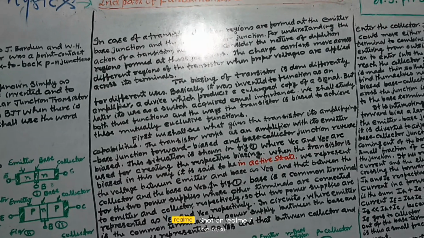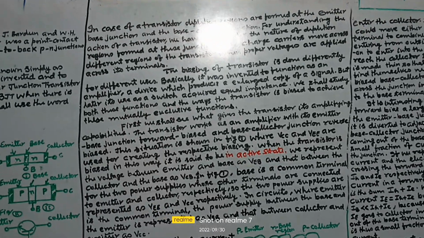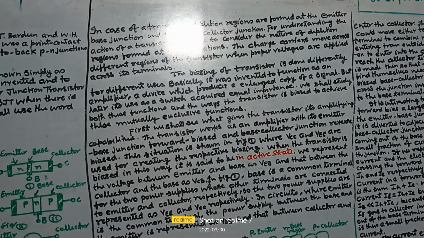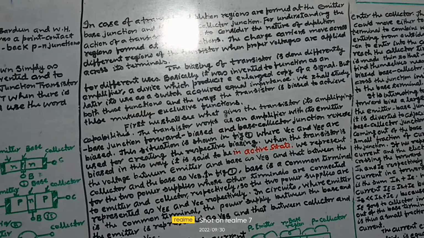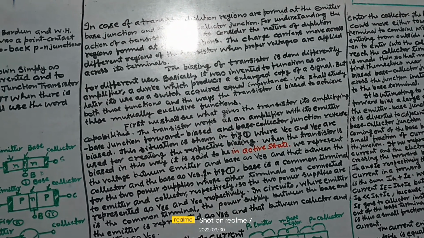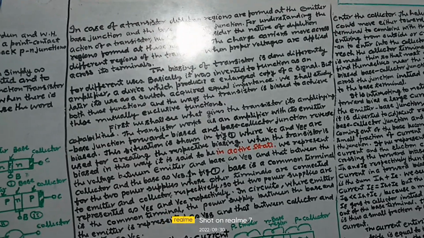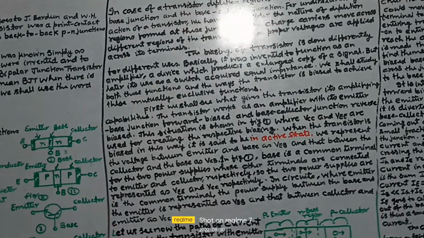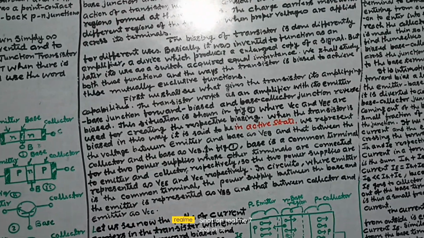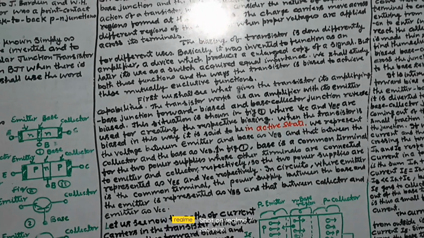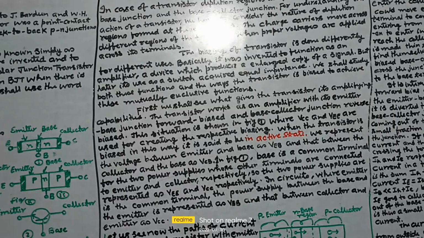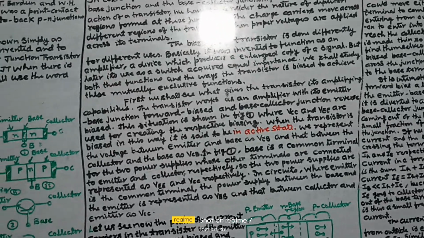Basically, it was invented to function as an amplifier, a device which produces an enlarged copy of a signal, but later its use as a switch acquired equal importance. We shall study both these functions and the ways the transistor is biased to achieve these mutually exclusive functions. First, we shall see what gives the transistor its amplifying capability. The transistor works as an amplifier with its emitter base junction forward biased and base collector junction reverse biased.